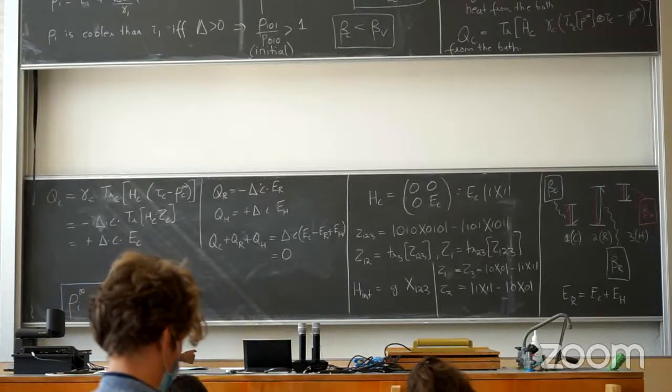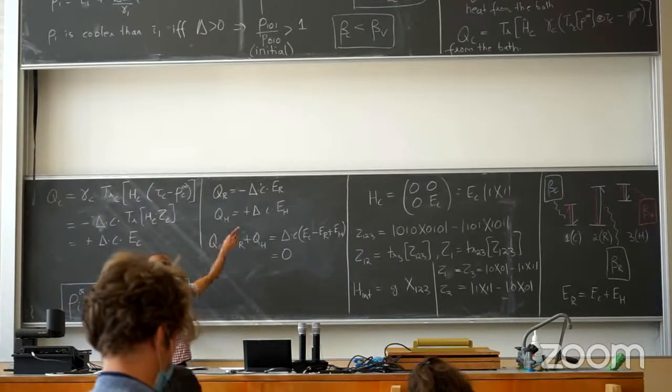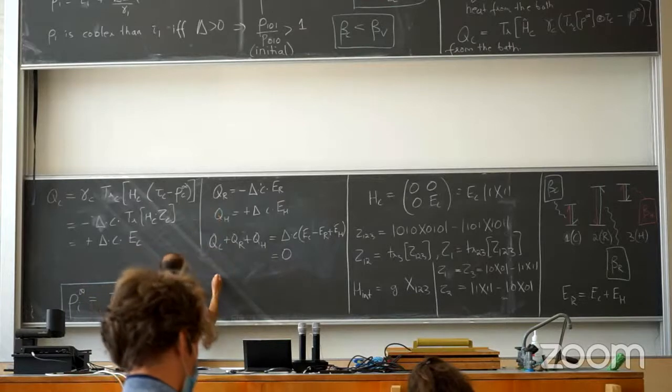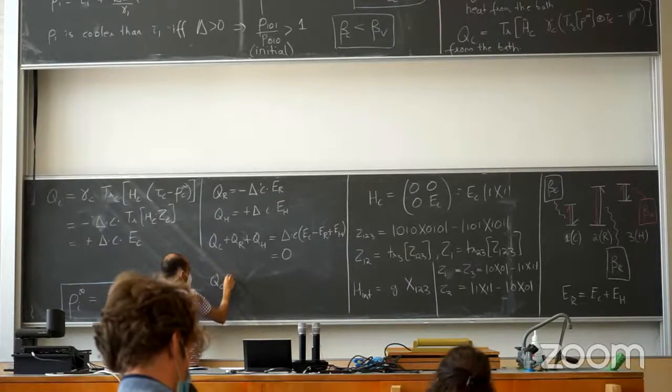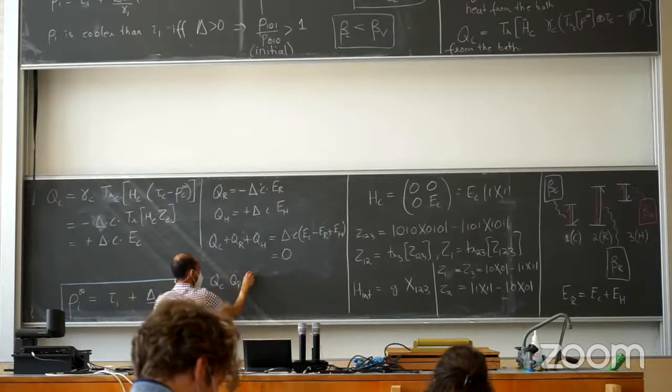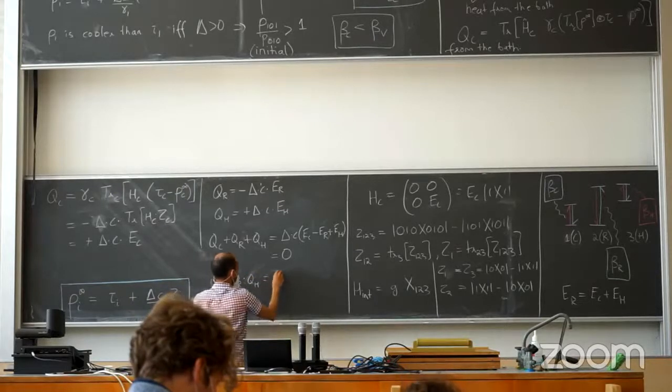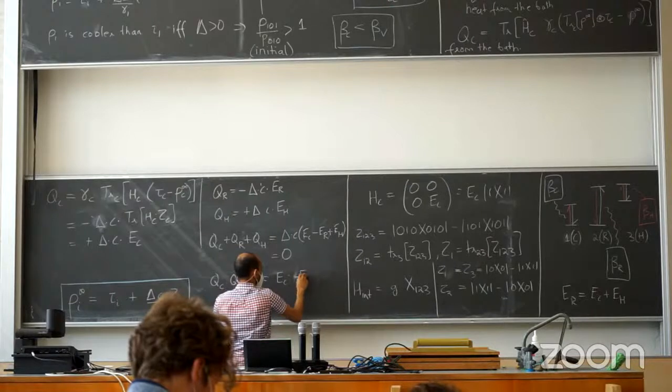What is also important is to see another way of writing these 3 things, which is to say that the ratios QC versus QR versus QH is exactly the ratio, with the minus sign, of PR.